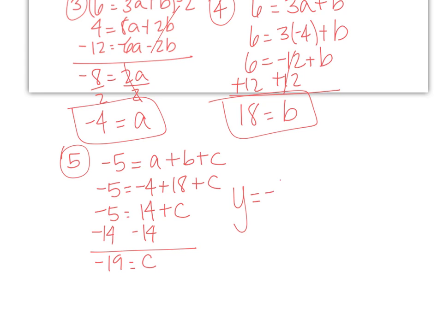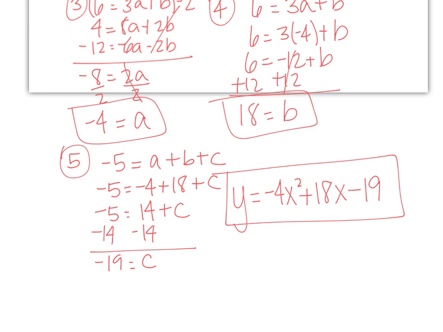So now since we know a, b, and c, now we can write our standard form. A is -4, b is 18, and c is -19. So that is the standard form for the parabola that passes through those 3 points that we were given at the beginning.